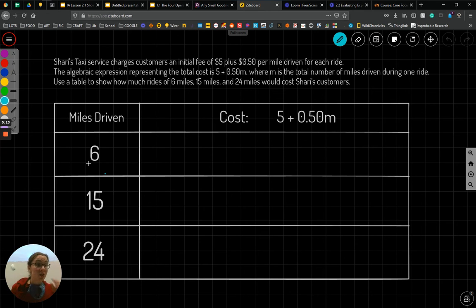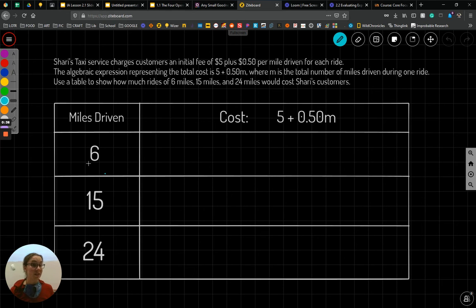Sherry's taxi service charges customers an initial fee of $5 plus 50 cents per mile driven for each ride. The algebraic expression representing the total cost is 5 plus 50 cents times m, where m is the total number of miles driven during one ride. Use a table to show how much rides of 6 miles, 15 miles, and 24 miles would cost Sherry's customers.